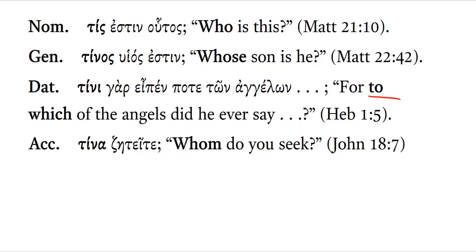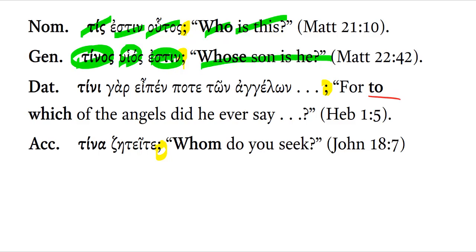One way you know these are question words is that the Greek sentences always end with a question mark, right? That helps you know it's a question word. So tis estin hutas. Who is this? Tinas huias estin. Literally, son of whom is, question mark. Whose son is he? Tinas is of whom or whose.